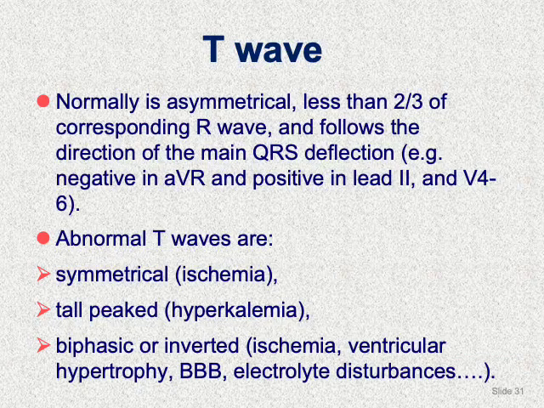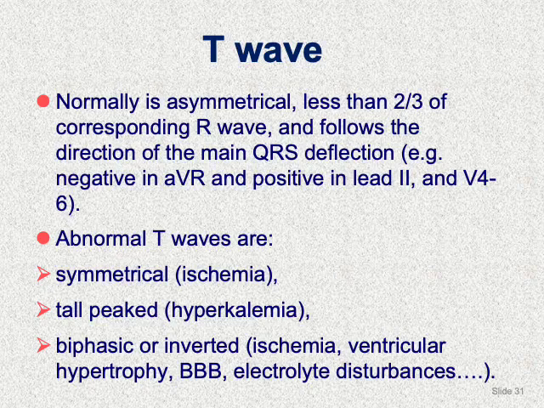As regards the T wave, normally the T wave is asymmetric. What do we mean by asymmetric? It slowly rises, and the descending limb is steeper. It is usually less than 2/3 of the corresponding R wave, and it is in the same direction; let's say negative in AVR and positive in lead 2 and V4 to V6.